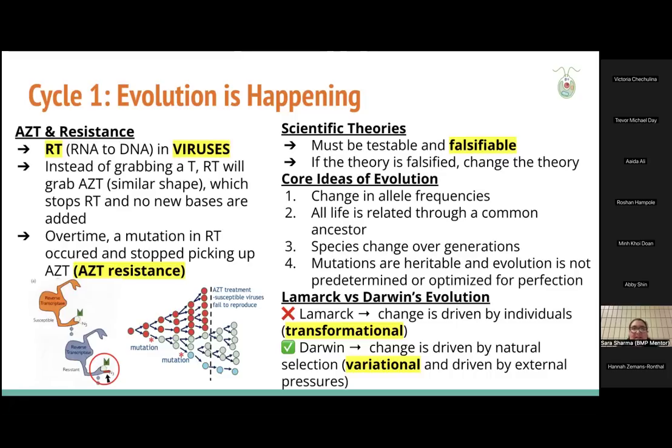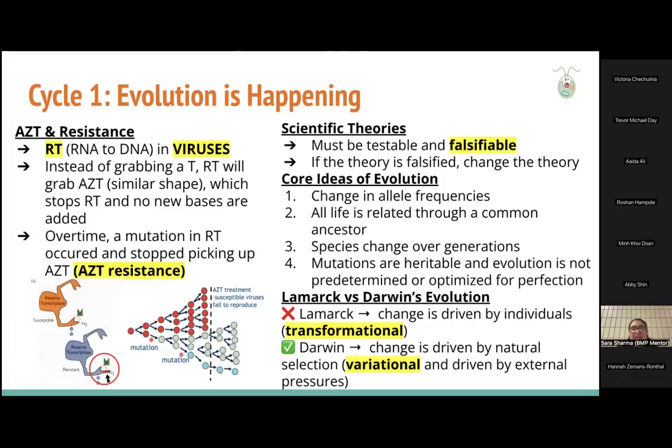And the first one is that evolution is simply change in allele frequencies over time, as well as all life in this universe is related through a common ancestor, which we denote as LUCA. And then species change over time through multiple generations, and mutations are heritable, and evolution is not predetermined, neither is it optimized for perfection. So there's no end goal with evolution, and nothing really strives for that kind of perfection. Nothing's perfect.